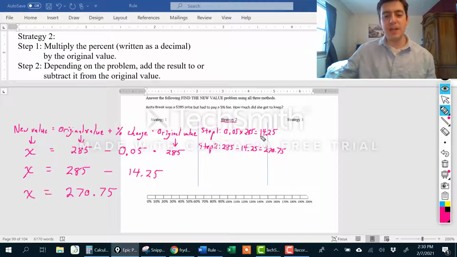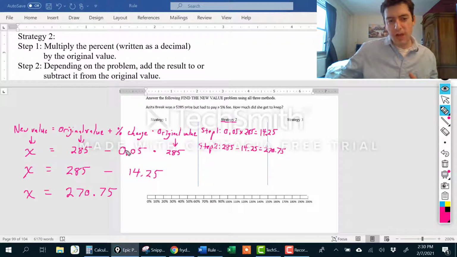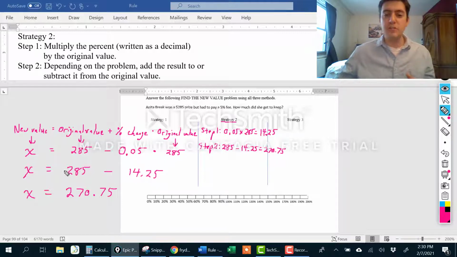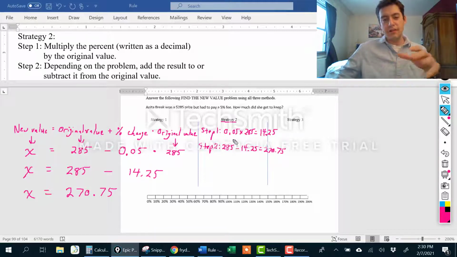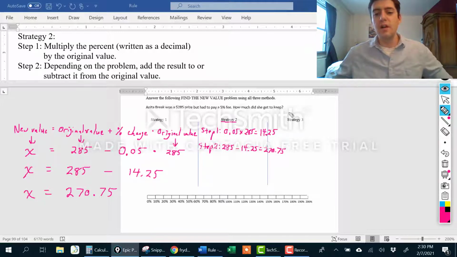Notice that the steps that we take here are exactly what we did when we used the equation strategy. So we wrote the equation out over here and we plugged in and we solved. But really in the end, all we had to do was multiply 0.05 with 285. That's like step 1 over here. And then subtract that result from 285. That's step 2 over here. So strategy 2 basically follows logically from what you're doing in order to solve this equation over here.